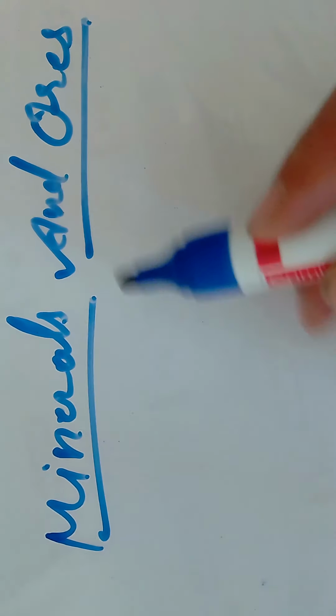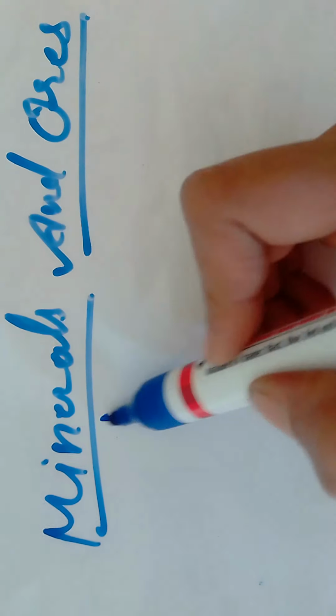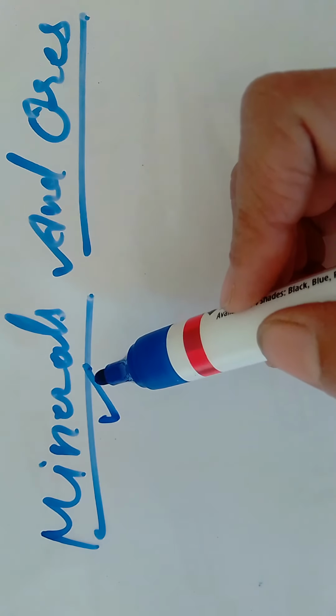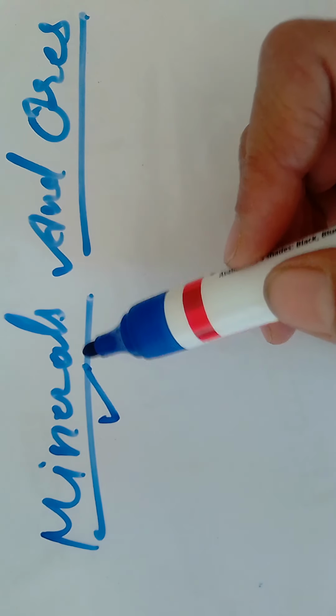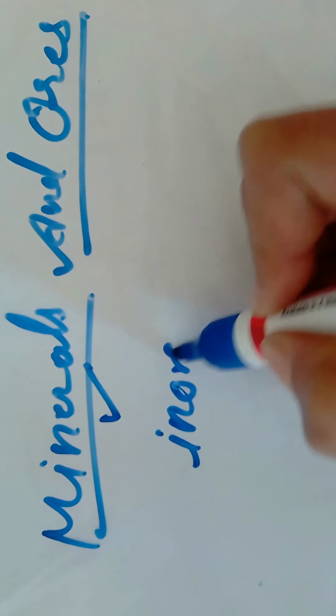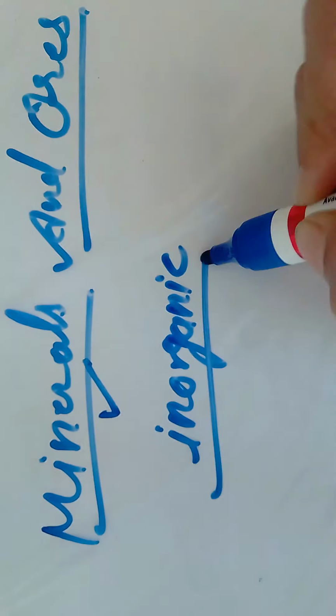Hello students. So now we will discuss the topic minerals and ores. Minerals are what? Minerals are naturally occurring inorganic substances. Inorganic substances, right? Organic means which we obtain from living organisms.